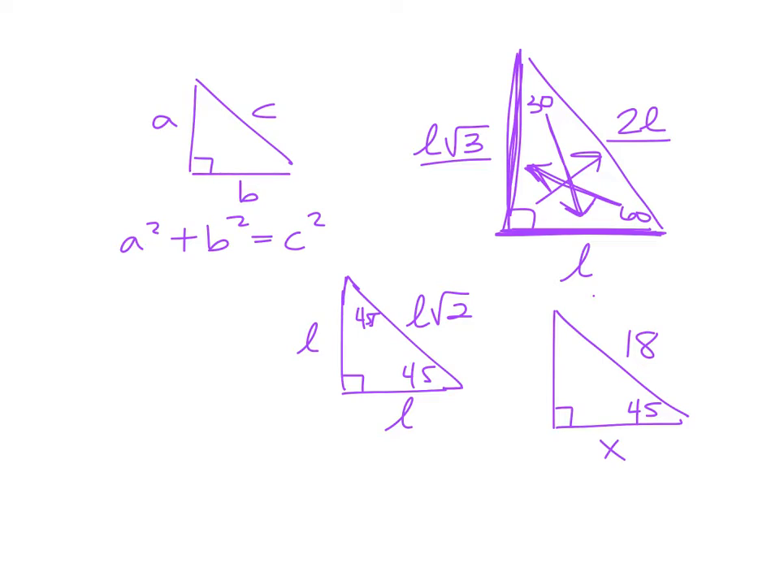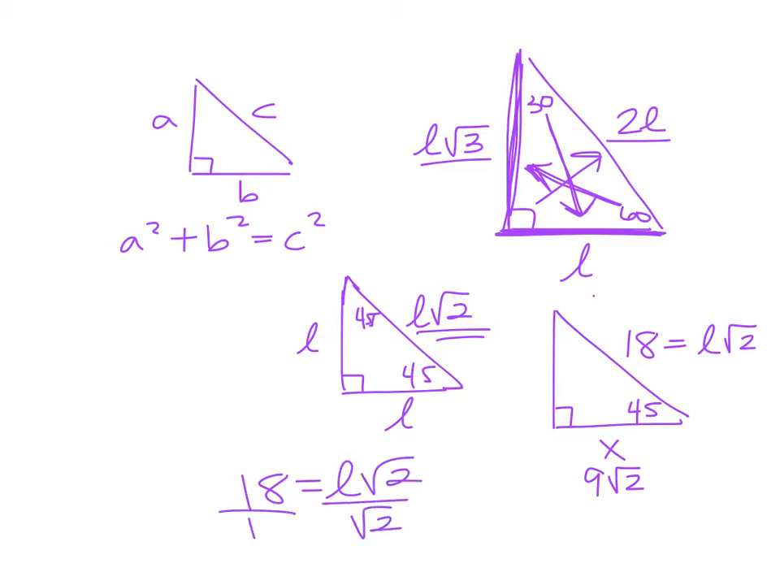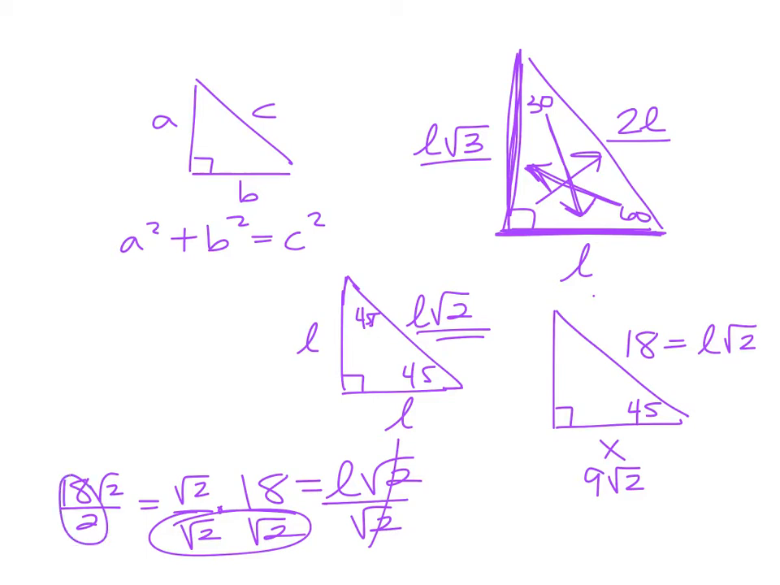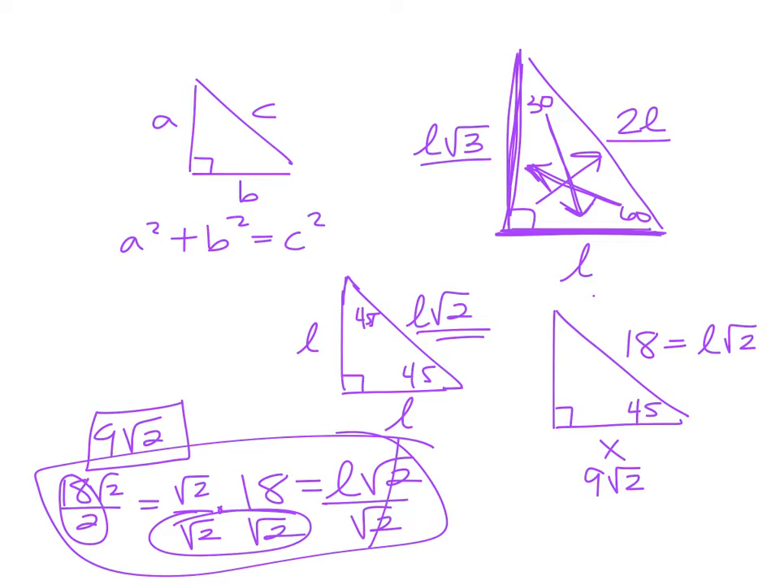Okay, so here's the deal. You can either cut it in half and multiply by rad 2, so 9 rad 2, or we know this is the L rad 2 side. So if we set 18 equal to L rad 2, we're just going to divide by rad 2, and then multiply by rad 2 over rad 2. So 18 rad 2 on top, rad 2 times rad 2 is 2, and that reduces to 9 rad 2. So you can do the process, do the math, or you can take the shortcut. You're going to get the same thing.